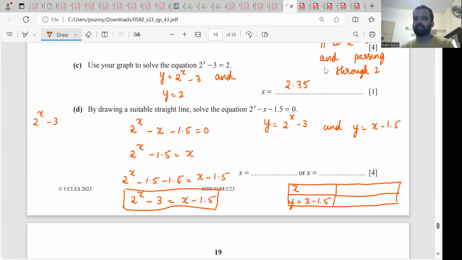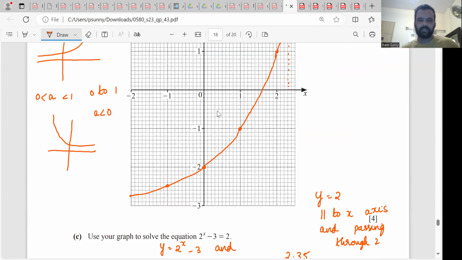Take any few random points here. Let's take 0 first. When x is 0, y is equals to 0 minus 1.5, that is minus 1.5. Let's take x as 1. When x is 1, 1 minus 1.5, that is minus 0.5. When x is 2, 2 minus 1.5 will give me 0.5. We need only 3 points and then extend the line. So 0 comma minus 1.5 will be somewhere over here.